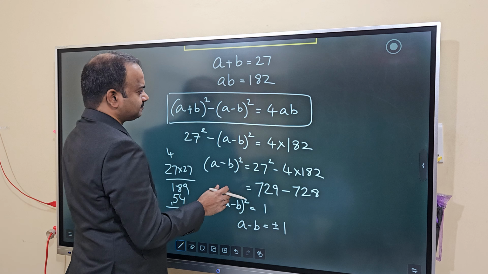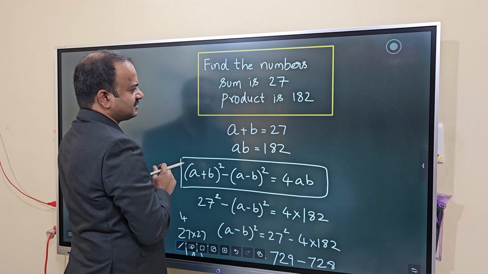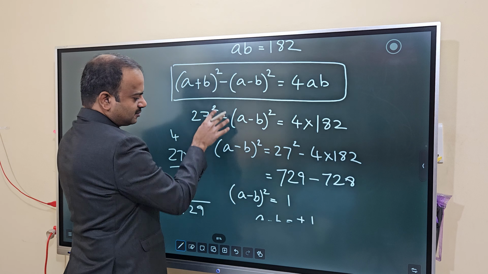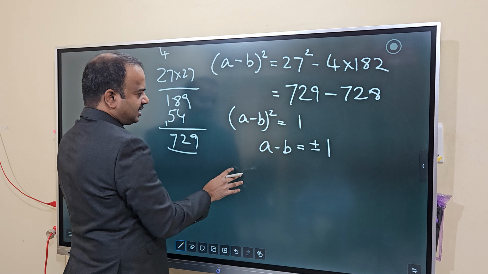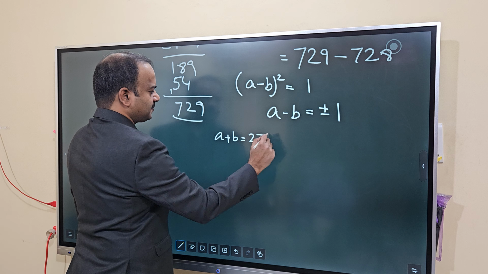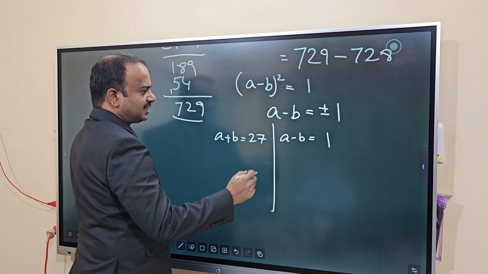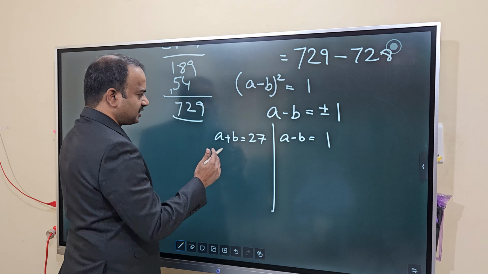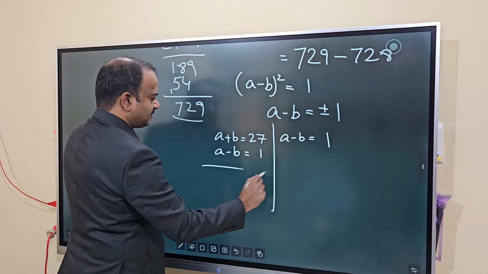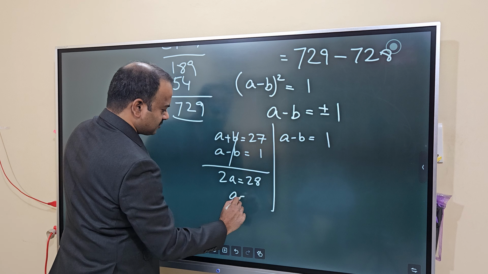The question is to find the numbers. The sum is 27 and the product is 182. So now we have a plus b is equal to 27 and a minus b is equal to 1. We'll also have minus 1, and we can solve for that as well. For now I'll be writing here a minus b is equal to 1. Now let's solve it: 2a is equal to 28 and a is equal to 14.